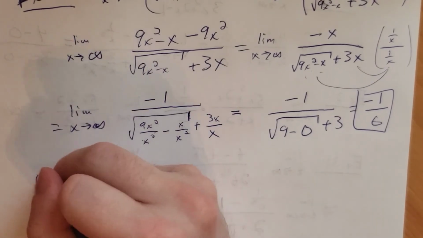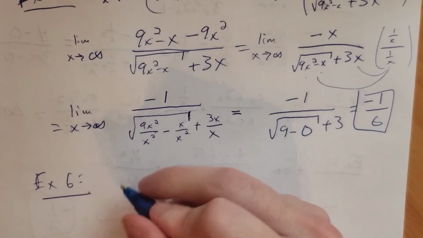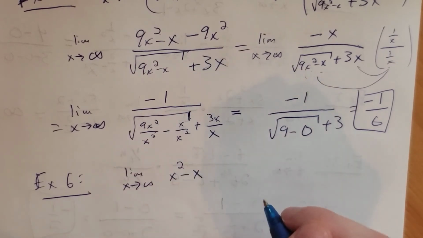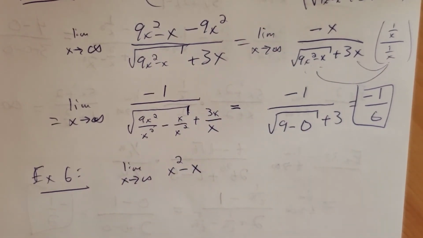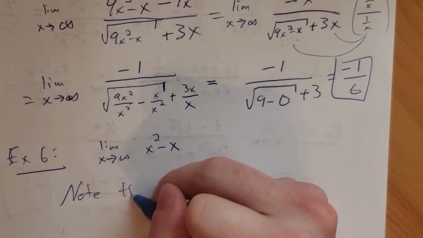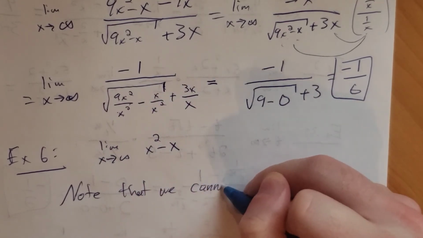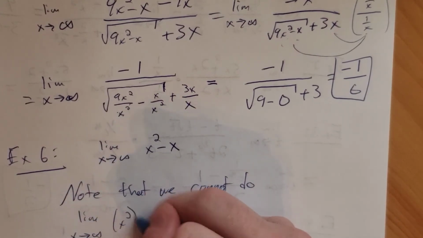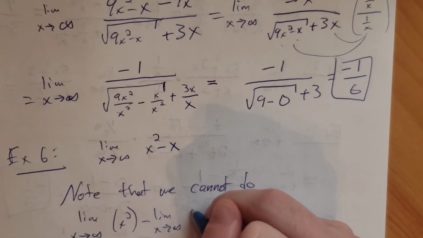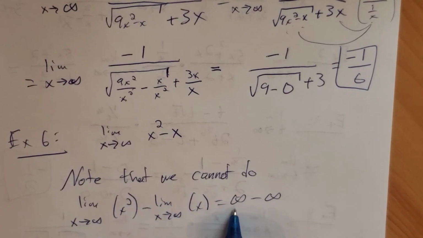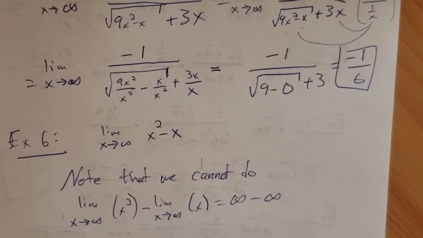Real quick, we'll talk about one last example here. And this one's a little easier. Limit as x goes to infinity of x squared minus x. Okay. Now note that we cannot do limit as x goes to infinity of x squared minus limit as x goes to infinity of x, equal to infinity minus infinity, since these limits don't actually exist, since they go off to infinity and not some finite number L, so we can't actually separate the limit like this.